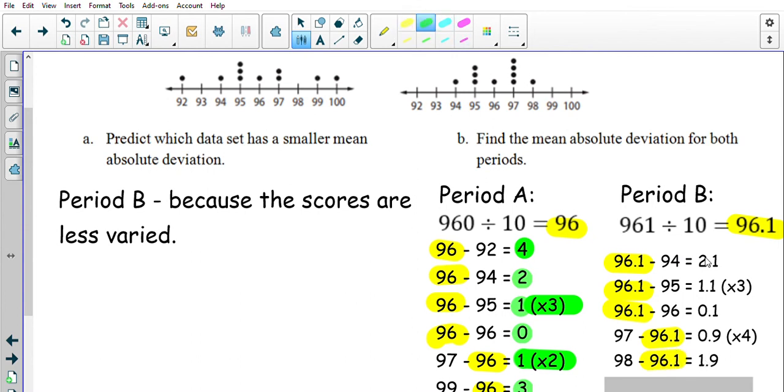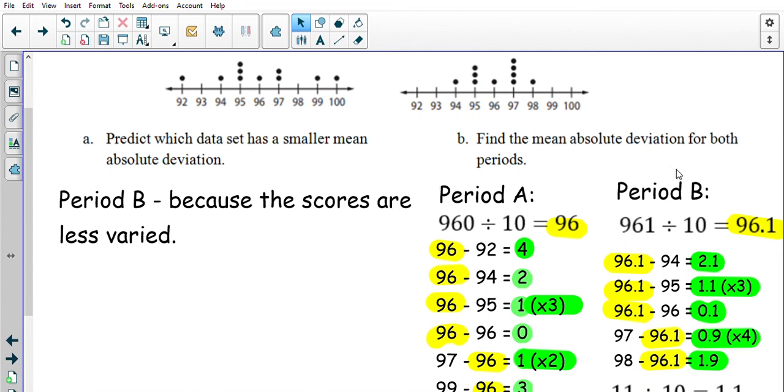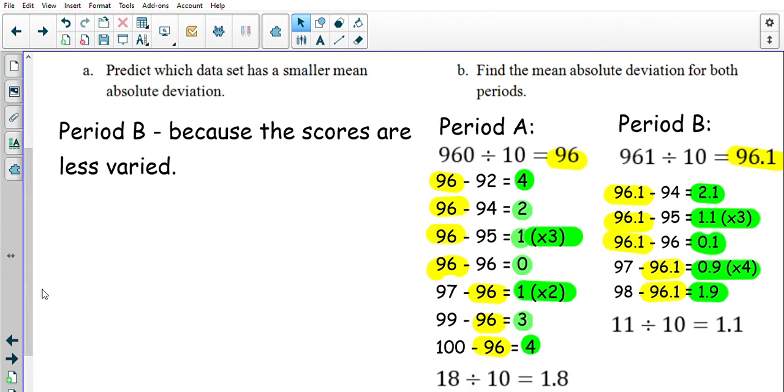So now we add those together. 2.1 plus 1.1 3 times, plus 0.1, plus 0.9 4 times, plus 1.9. You should get a sum of your differences to be 11. Sum of your differences is 11. Divide by 10 since we have 10 scores, and that will get us a mean absolute deviation of 1.1.